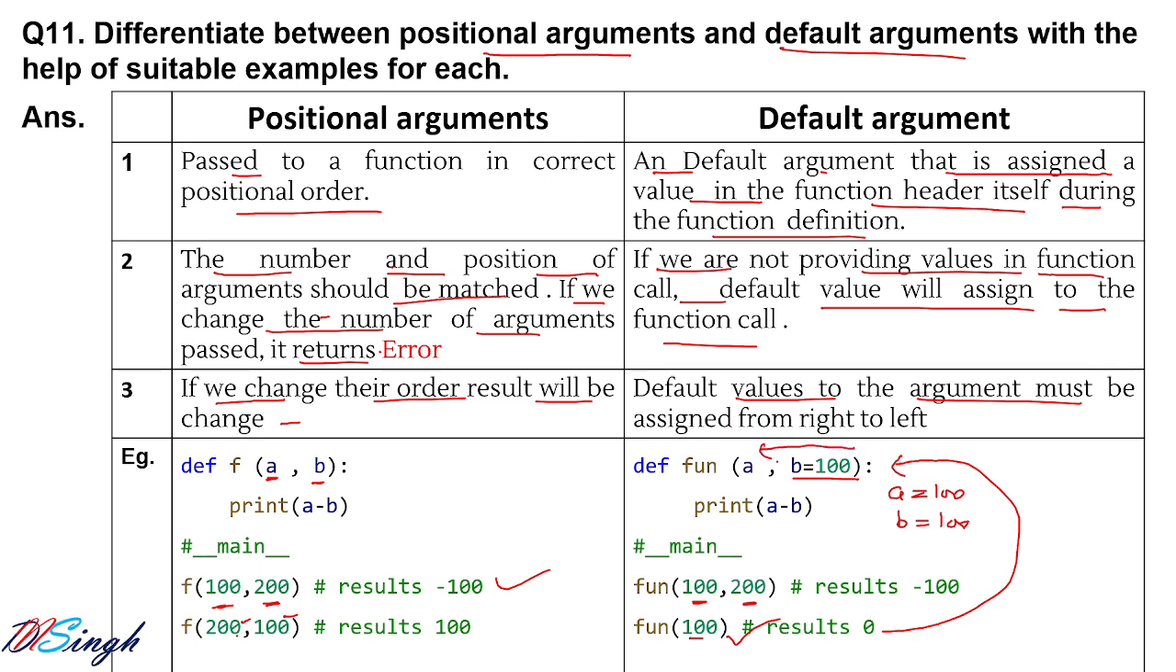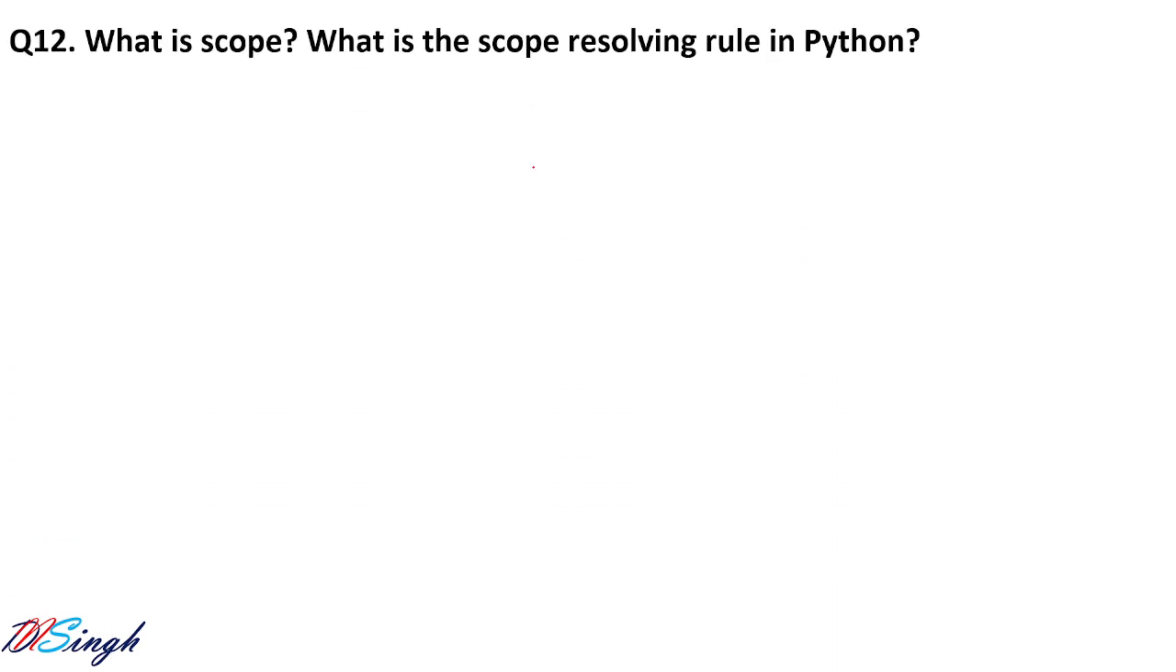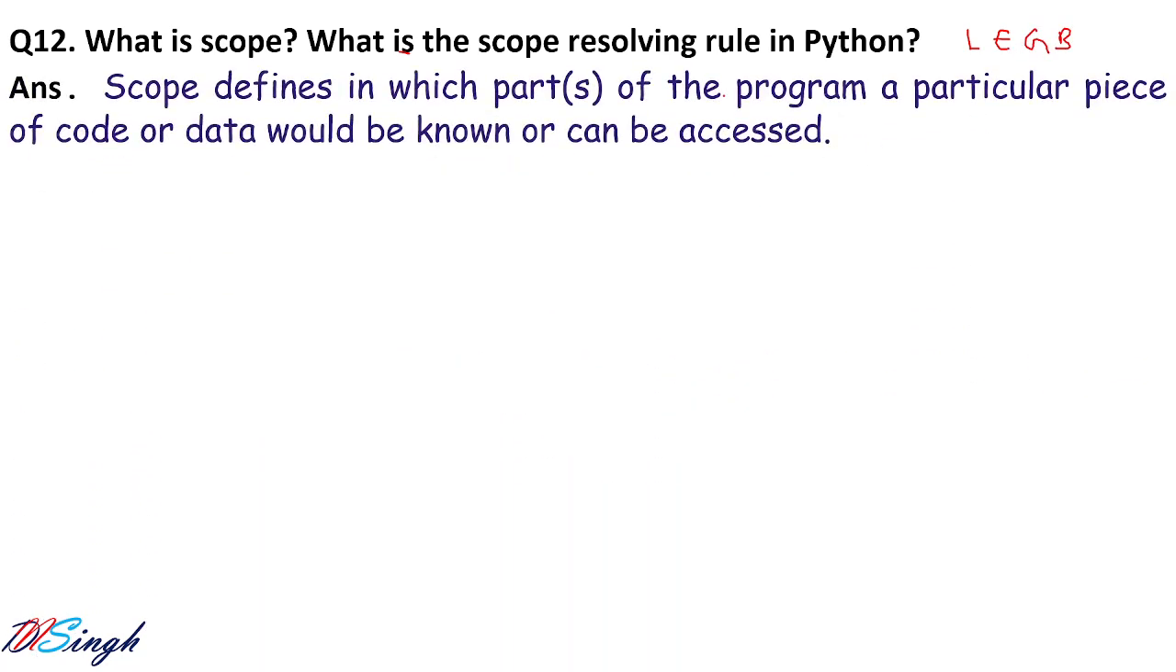Default values for parameters must be assigned from right to left. Very important part. Let us see what the scope is and what the scope resolution rules are in Python. There is a rule called the LEGB rule: local, enclosing, global and built-in. Let us see.